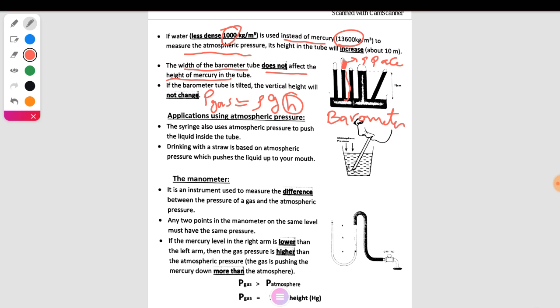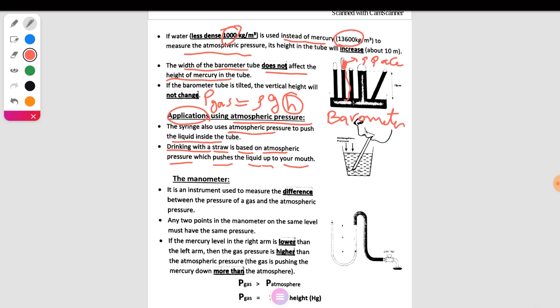This is atmospheric pressure. Atmospheric pressure is the weight of the air column acting on unit area. We have some applications for atmospheric pressure, like pushing liquid into tubes. Drinking with a straw is based on the atmospheric pressure which pushes the liquid up to your mouth.